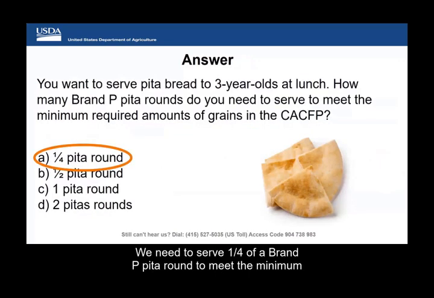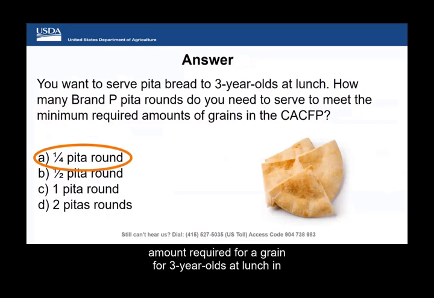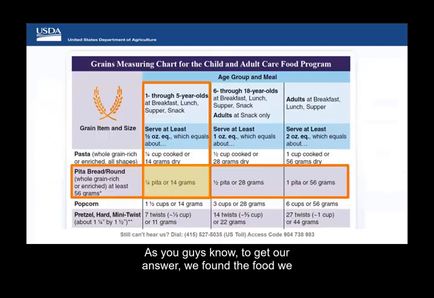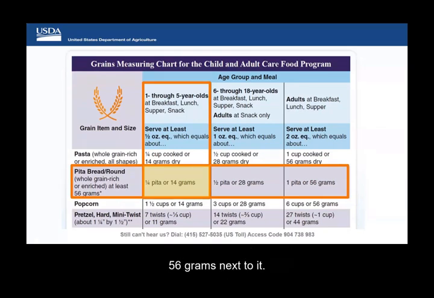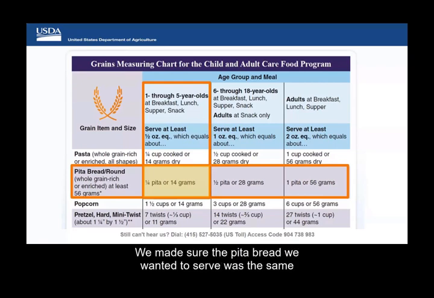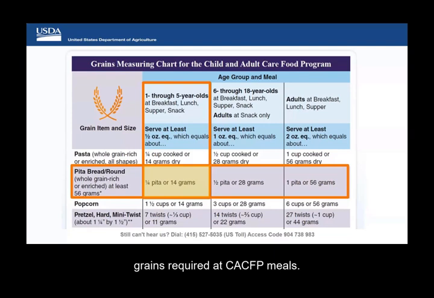We need to serve 1/4 of a brand P pita round to meet the minimum amount required for grains for 3-year-olds at lunch in the CACFP. Nice work, everyone. And as you guys know, to get our answer, we found the food we wanted to serve, which was listed as pita bread/round. Step 2 showed us that the pita bread had a weight of at least 56 grams next to it, so we made sure the pita bread we wanted to serve was the same size or larger than the measurement on our chart. Because the pita bread we wanted to serve was larger, we knew we could use the grains measuring chart to see how much of the pita bread we needed to serve to meet the minimum amount of grains required at CACFP meals and snacks.